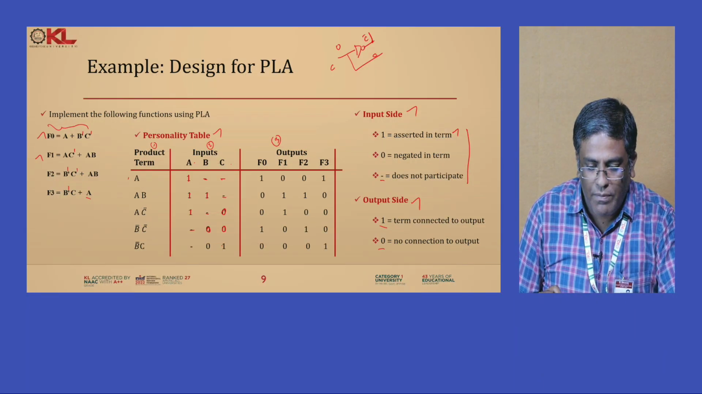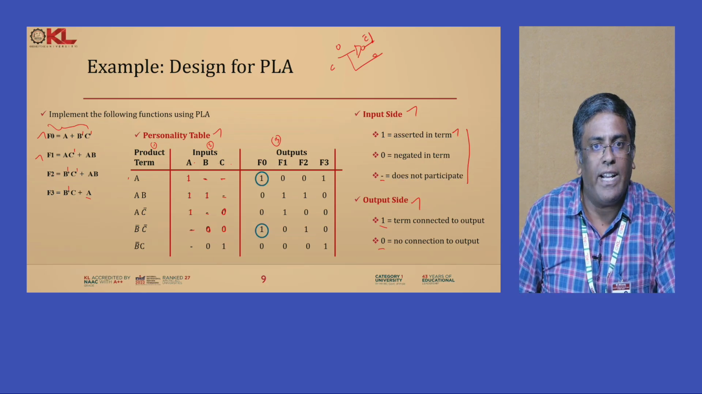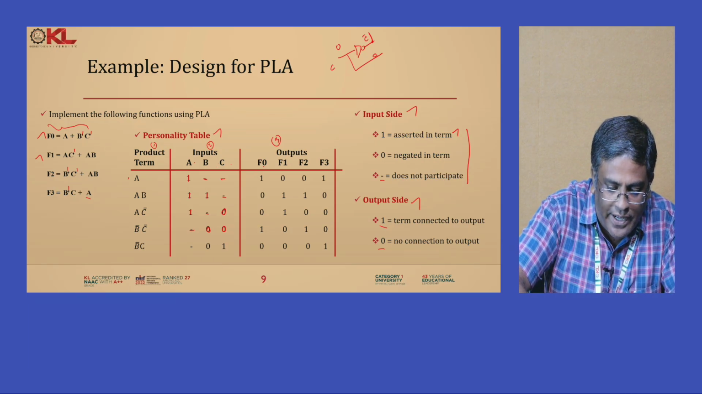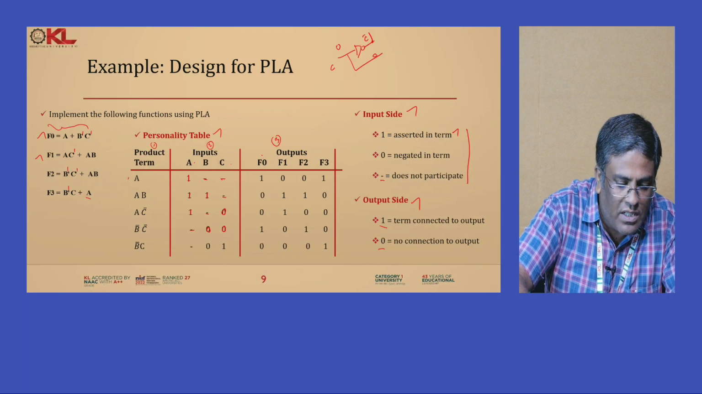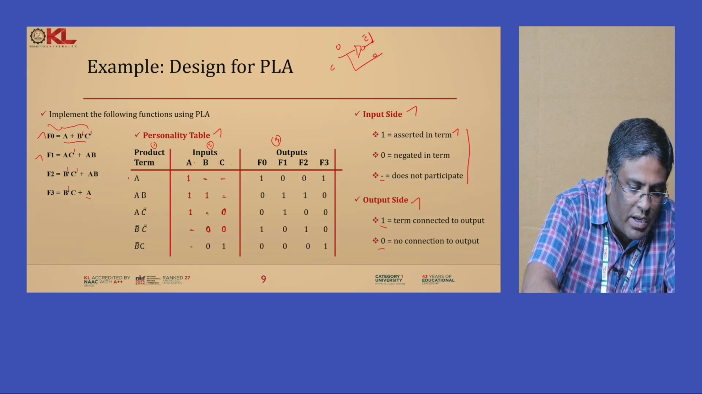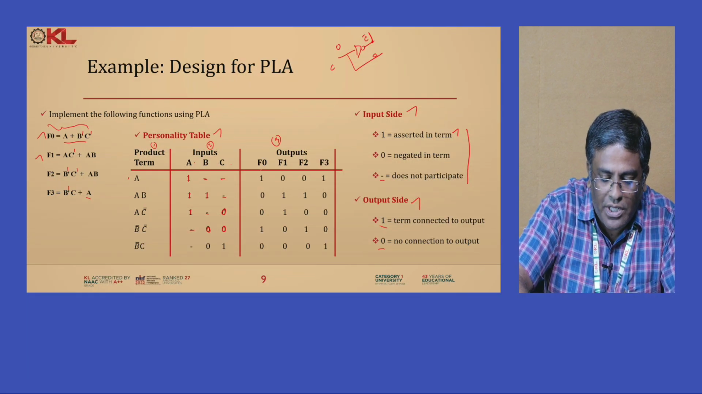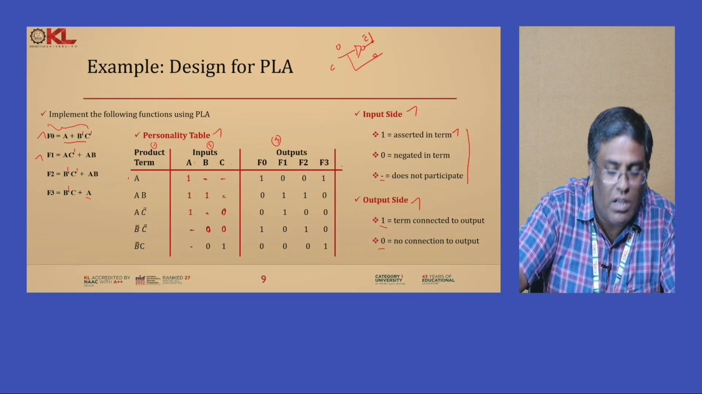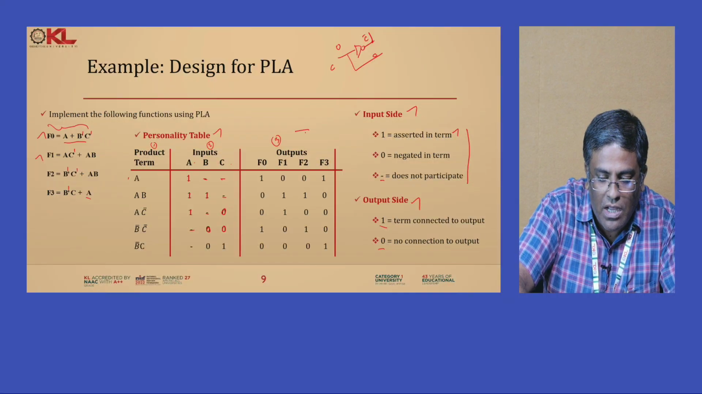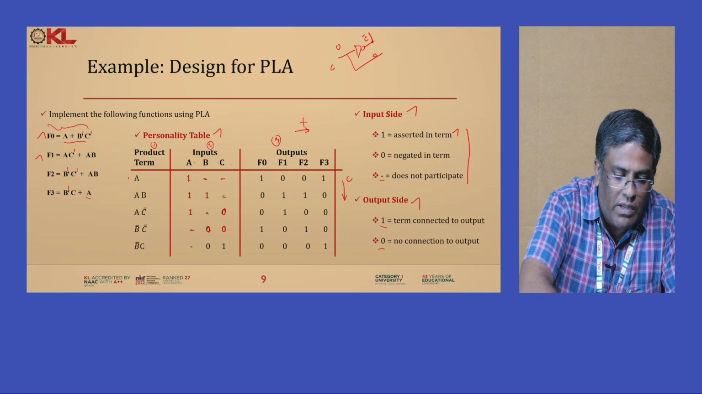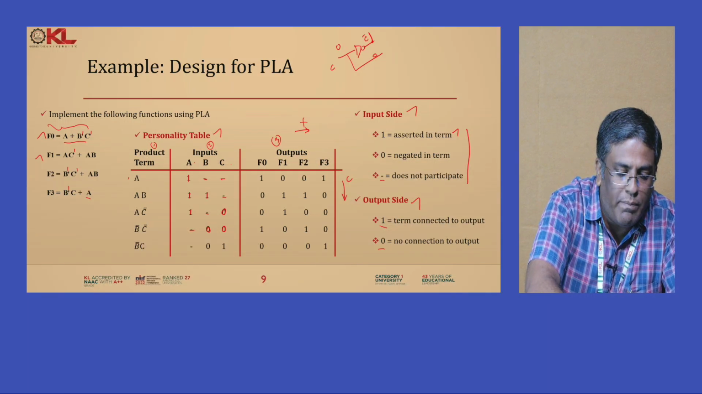Now how can the functionality be written? Let's say for example, for F naught, what is the functionality? F naught is equal to A bar, A plus B bar C bar. We should not see it in terms of row wise, not possible; we should see it in terms of column wise. Okay.